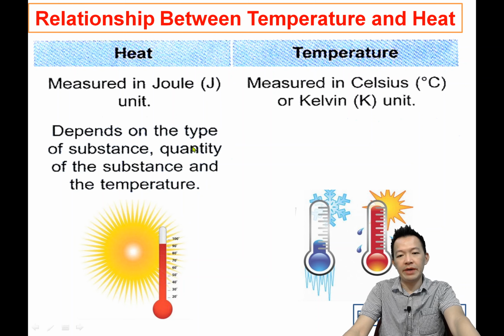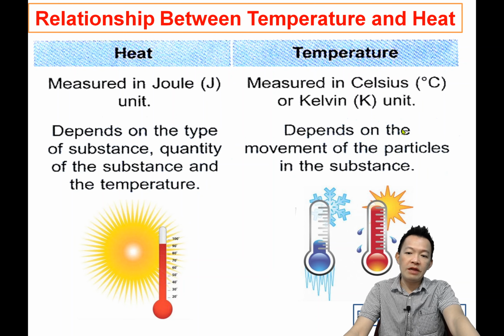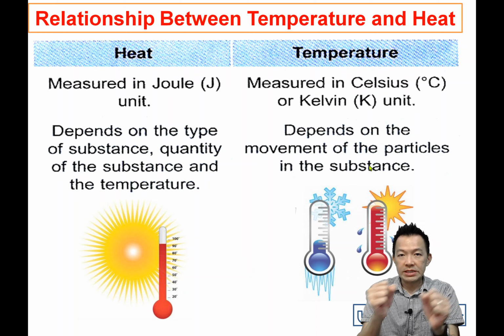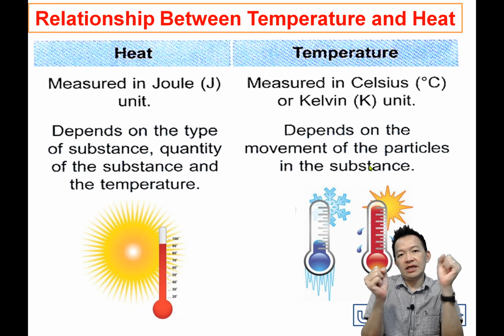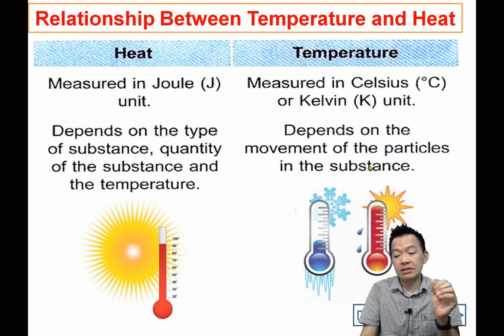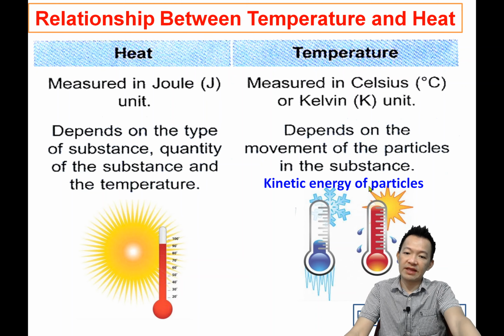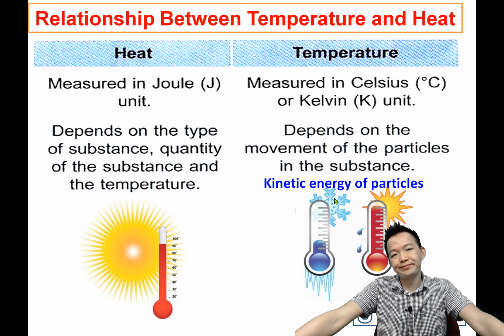I know, 我明白的。And temperature depends on the movement of the particles in the substance. But what is meant by movement of particles in the substance? Movement of particles in the substance means kinetic energy of the substance. So temperature is equal to the kinetic energy of the particles. 温度其实就是几粒几粒的动能来的。Okay, so this is called temperature.